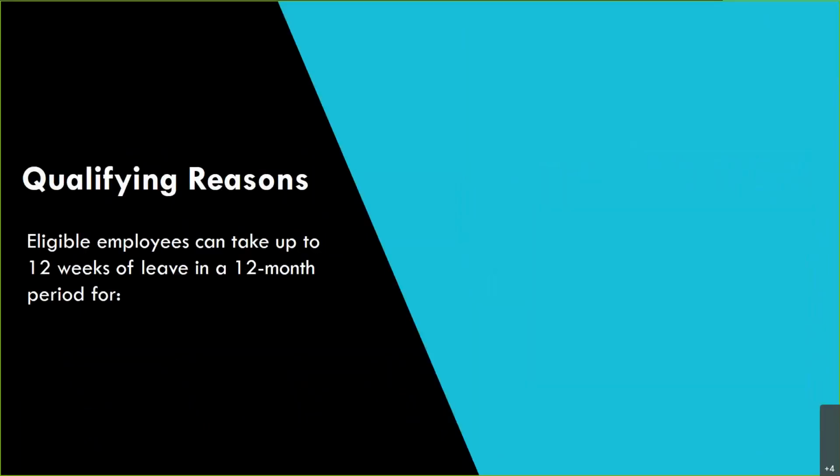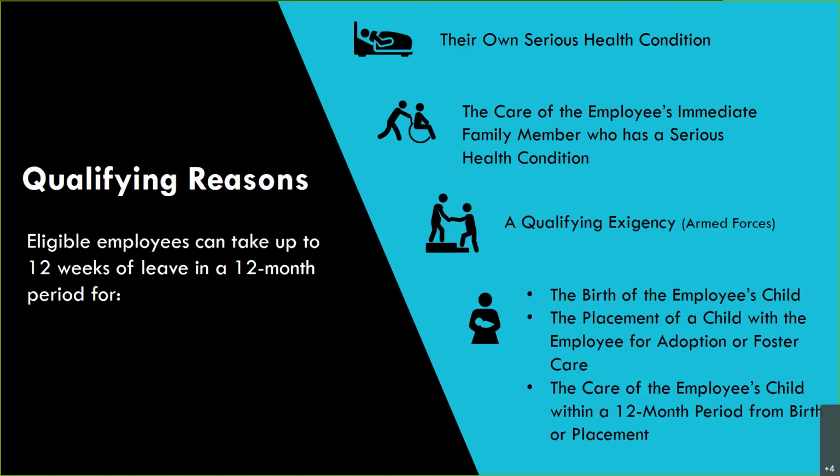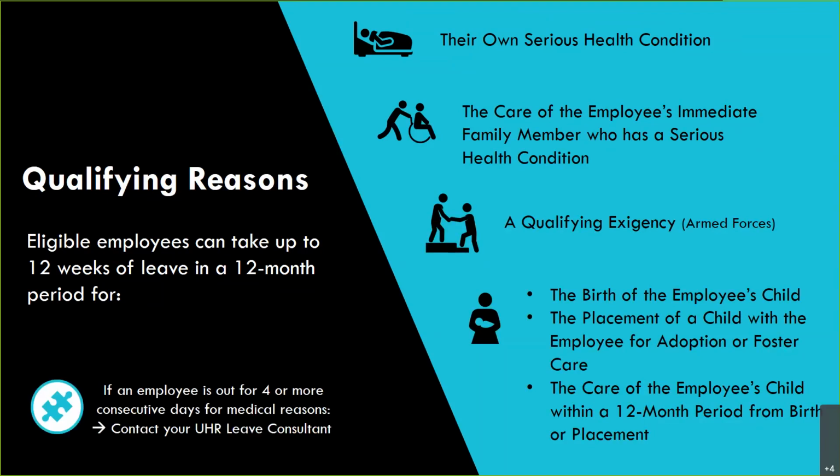Okay, so qualifying reasons. Eligible employees can take up to 12 weeks of leave within a 12-month period for their own serious health conditions. So if you as the employee, the staff member or the faculty member have your own serious health condition, that's a reason that you qualify for FML. To care for your immediate family member who has a serious health condition. Qualifying exigency, that's for armed force members. And like I mentioned earlier, for more happy reasons, the birth of an employee's child, the placement of a child with the employee for adoption or foster care, and care of the employee's child within a 12-month period from birth or placement.